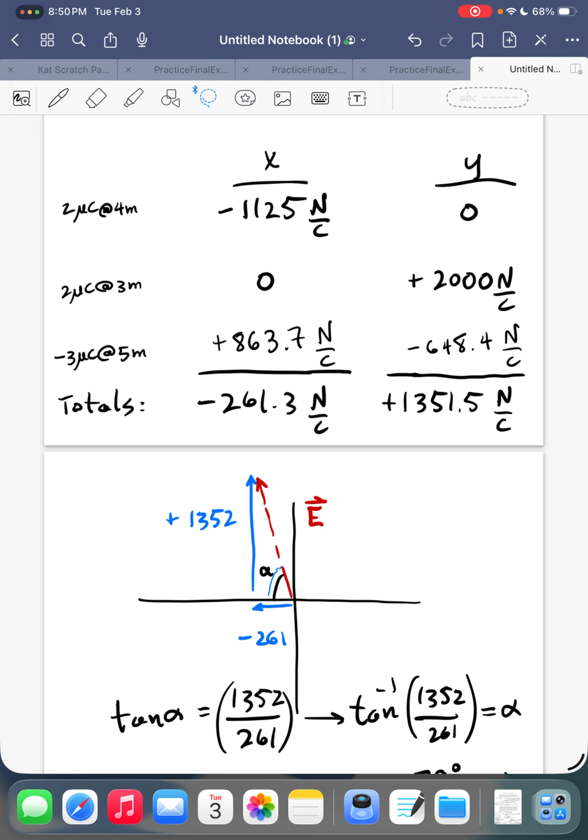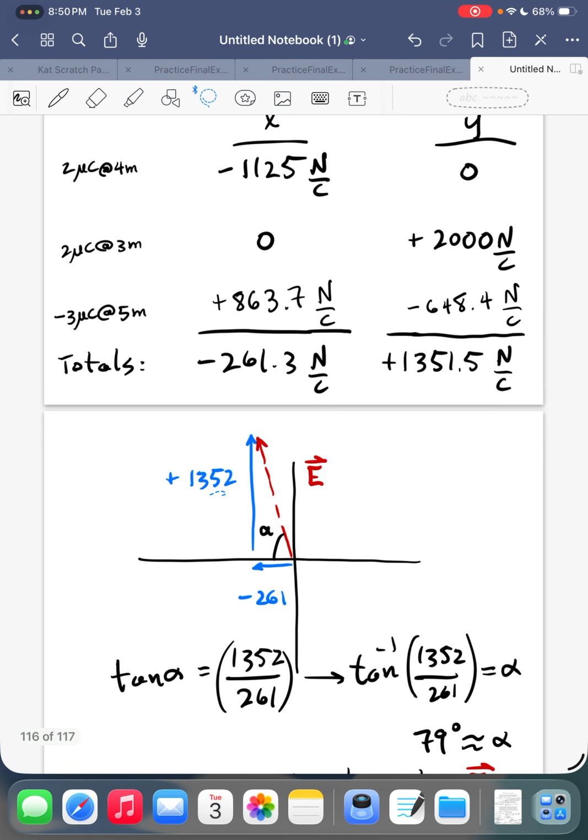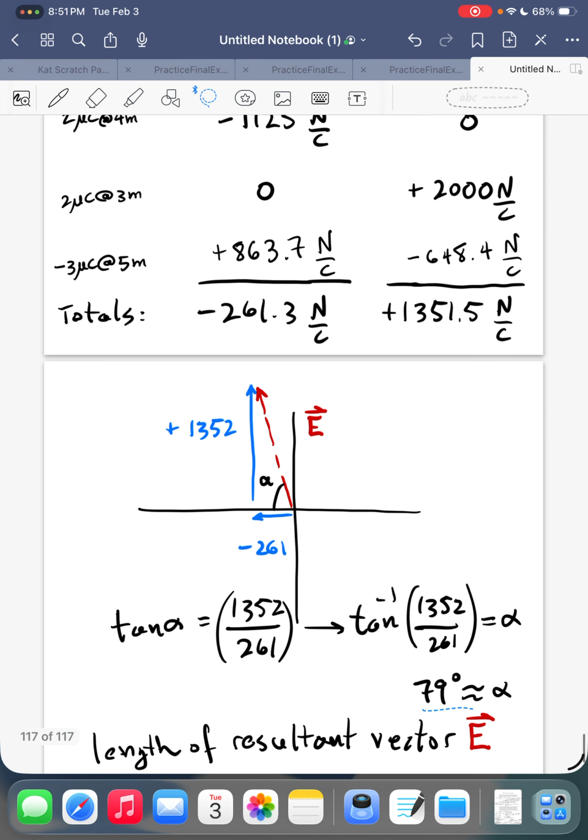Let's call this angle alpha. I can calculate that angle by saying the opposite side over the adjacent side of alpha is going to look like this. That's the tangent, opposite over adjacent. The opposite side is 1352. The adjacent side is 261. So I can use the arctangent of 1352 over 261 to get alpha. And if I plug it in, I get alpha equals 79 degrees. And that's 79 degrees from that corner of the triangle, okay?